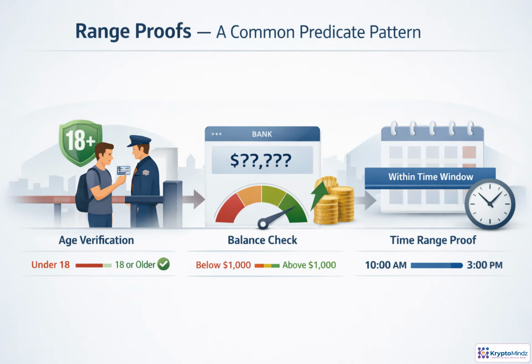Range proofs are useful when the verifier needs a threshold answer instead of the raw value. A user can prove they are 18 or older, that a balance exceeds $1,000, or that a credential was issued within an allowed time window. The trade-off is cost. These proofs are usually heavier than simply revealing one field.